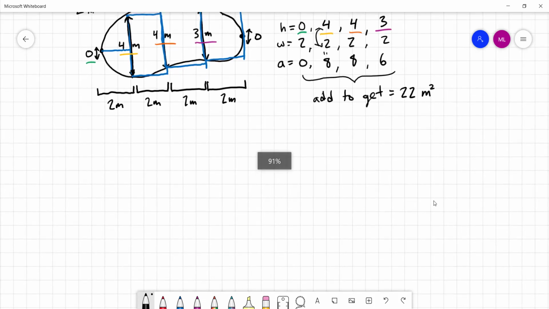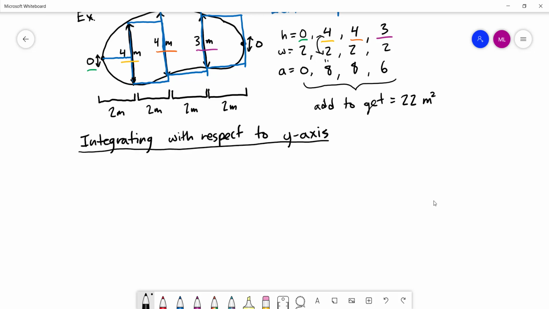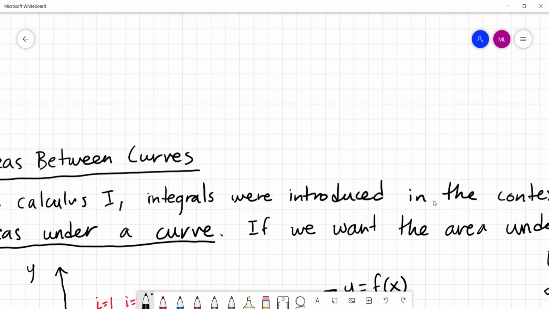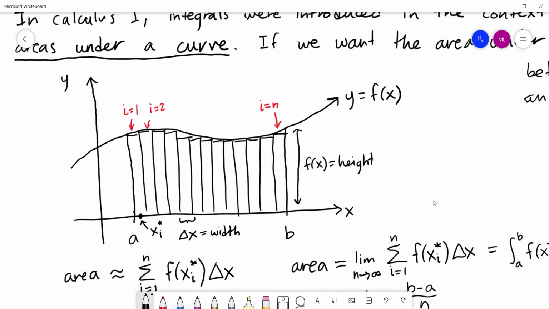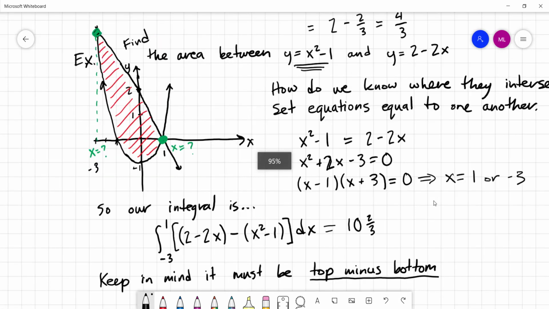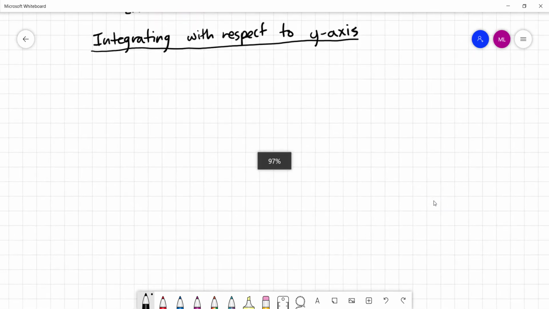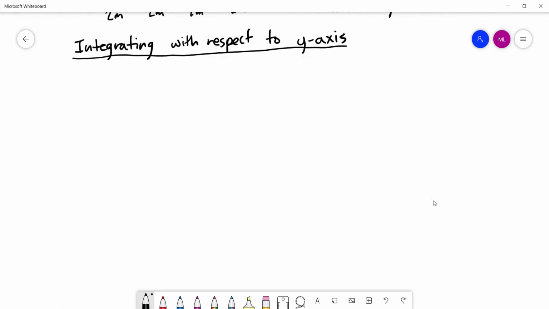There's going to be some situations, and we're going to see these in the upcoming sections, where it's more convenient to integrate, let me write it out loud, with respect to the y-axis. Instead of integrating along the x-axis and having all our little rectangles be oriented vertically like they were in this picture, sometimes it's going to be more convenient to orient them horizontally. And we'll see examples of that over the next couple of sections. So let me just mention real quickly how we would think about that.